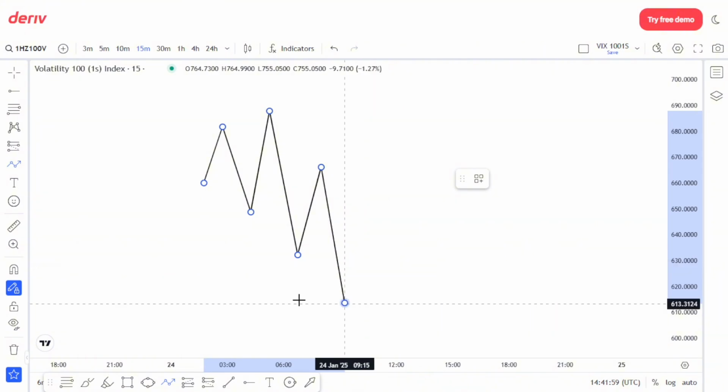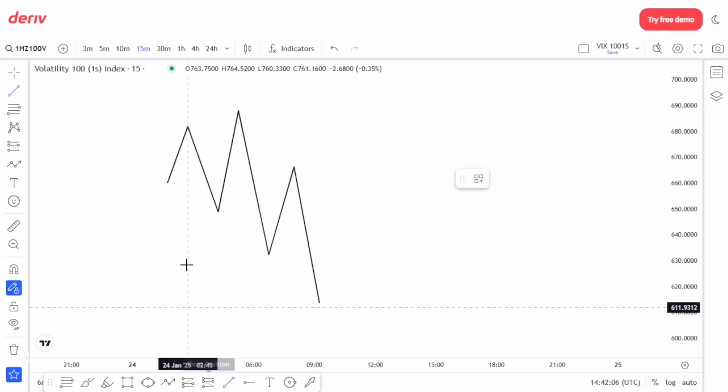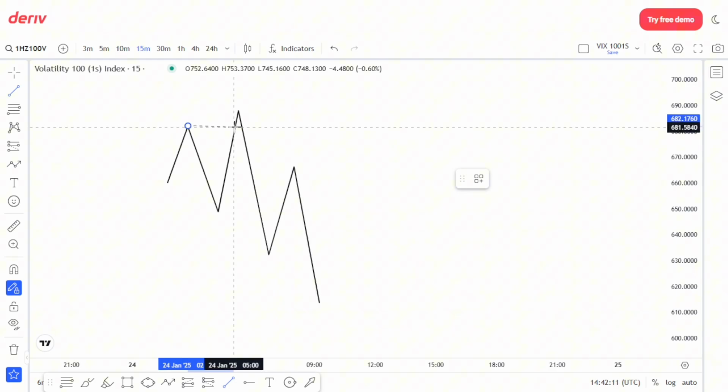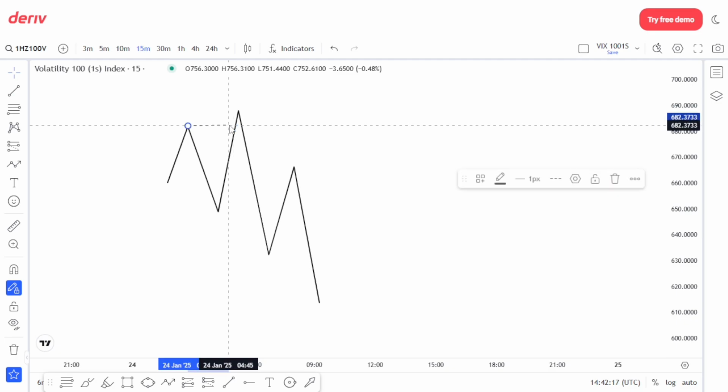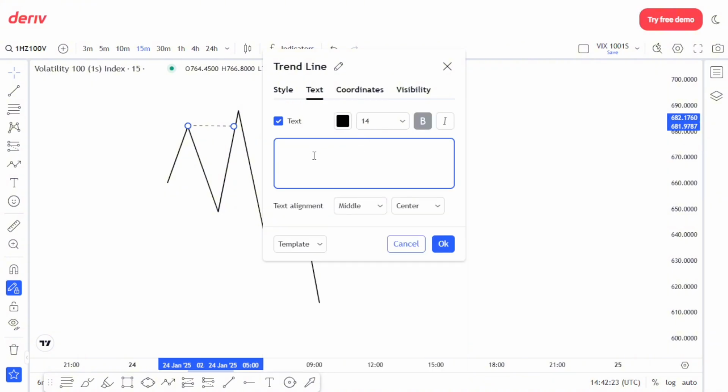Let me go ahead and explain this. What you're seeing on the screen is more like a Quasimodo pattern. Here we have a sweep of liquidity, sorry. Let me tag that as a sweep of liquidity. So we have a sweep of liquidity here.